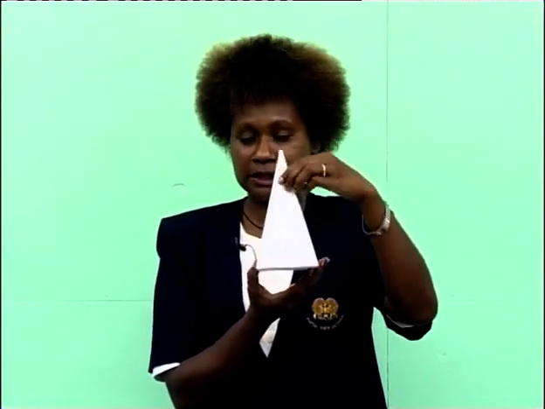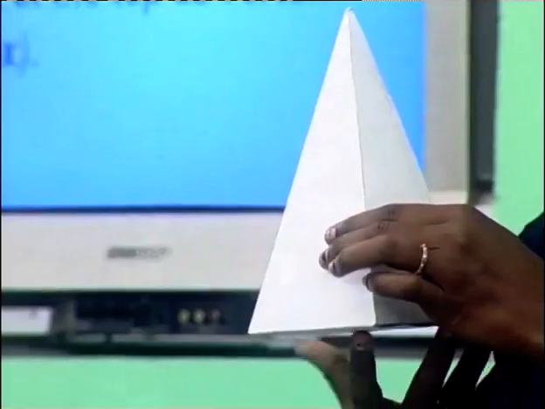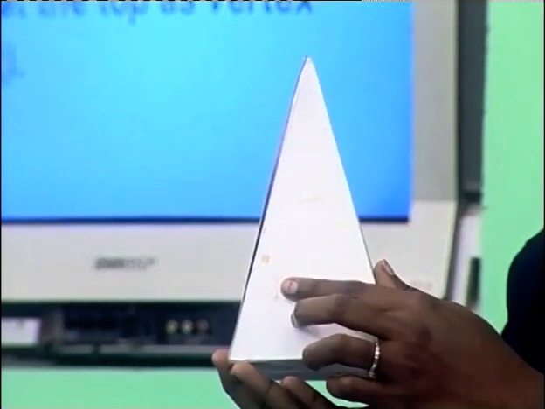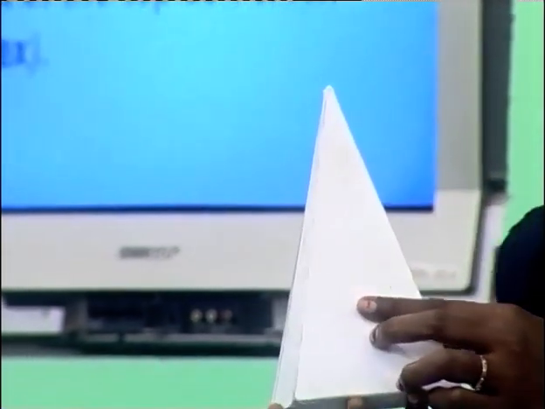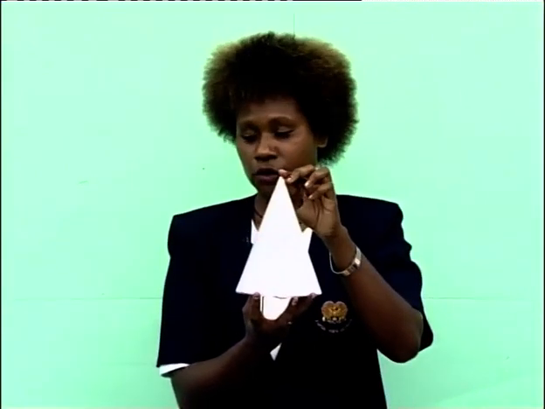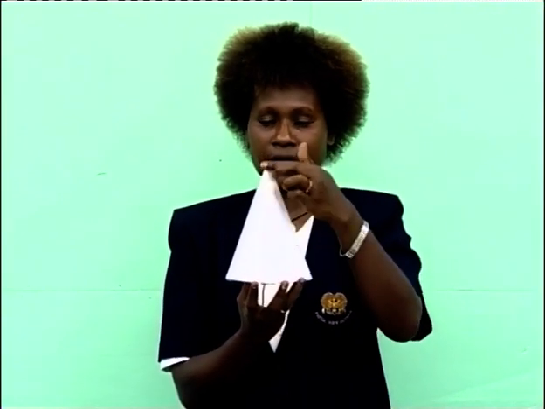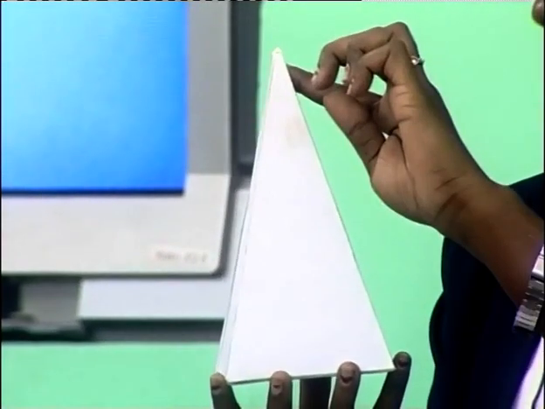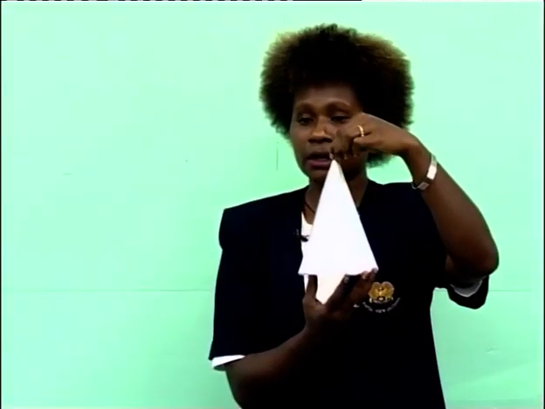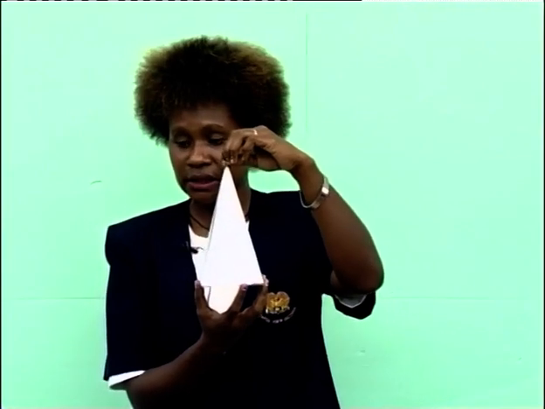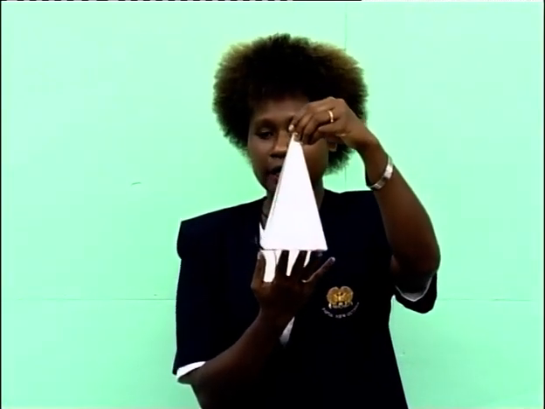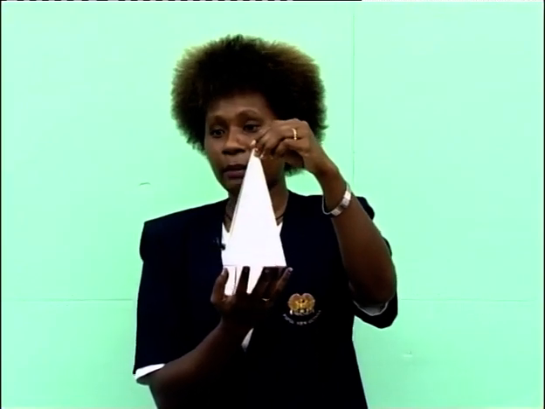The faces of this are in the form of a triangle. The points meet at the top. What is the name of this vertex? The vertex is called the apex. Okay, apex. This is the top part of this pyramid. So this sample here is called a square base pyramid. Are we following?